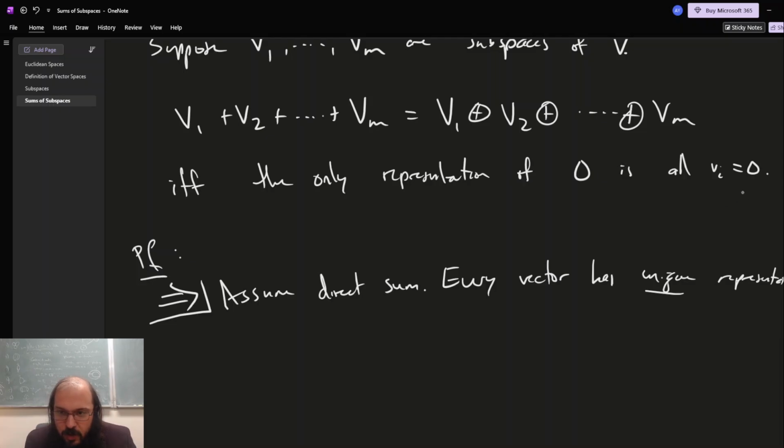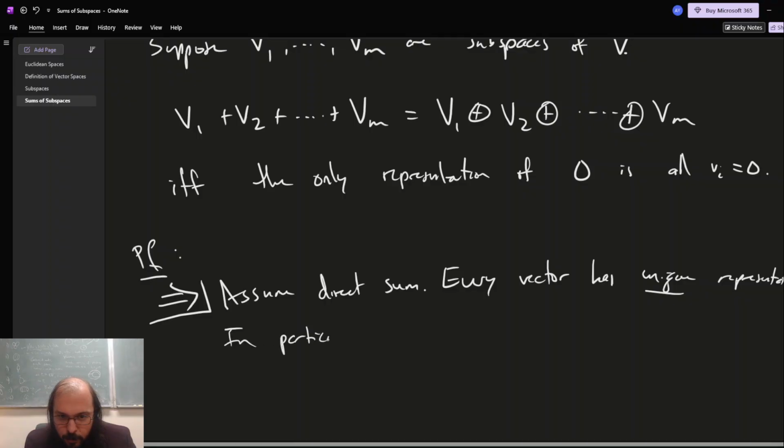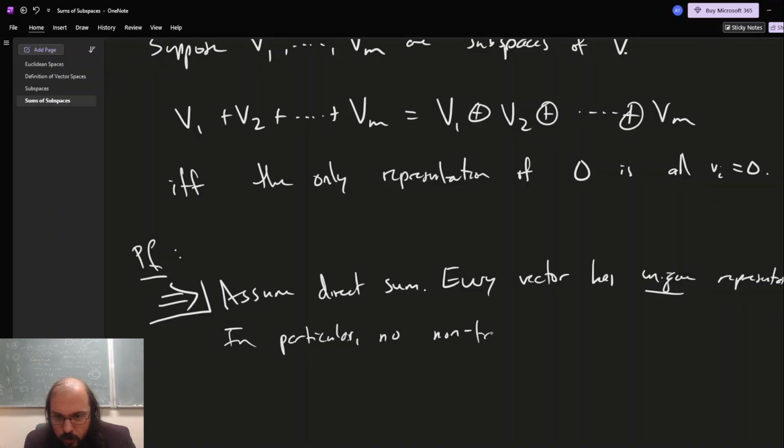Unique representation. This representation of all the vi's being 0 is, of course, available to us always. And so since the representation is unique, that must be the only one. So we're done. In particular, no non-trivial representation for 0.